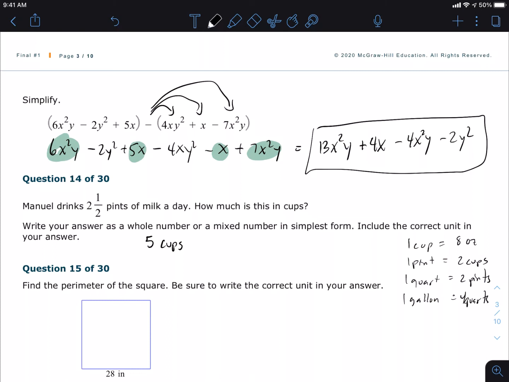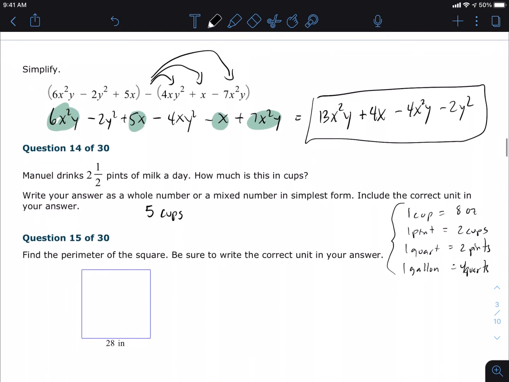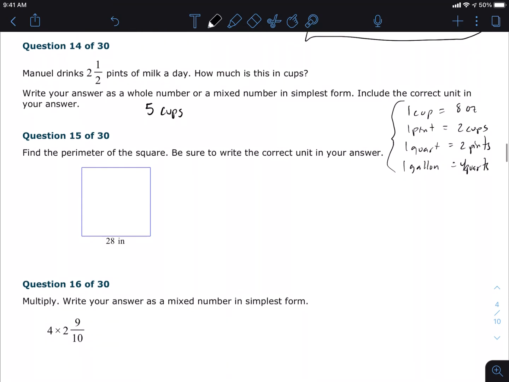Okay, just making sure, because those ratios matter. So have this down somewhere so that you know it. All right, finding the perimeter of a square. What do we know about a square?